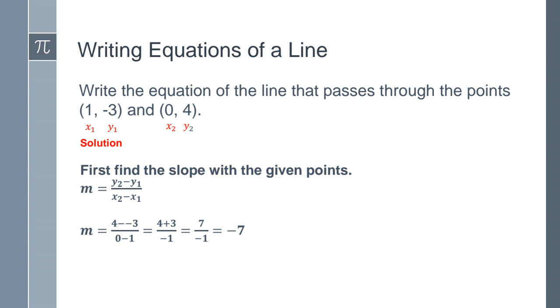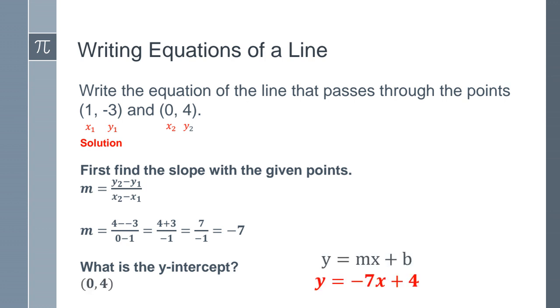Again, I already have my y-intercept, which is 4. So b is equal to 4. So now I plug it into my equation. Y is equal to -7x plus 4.